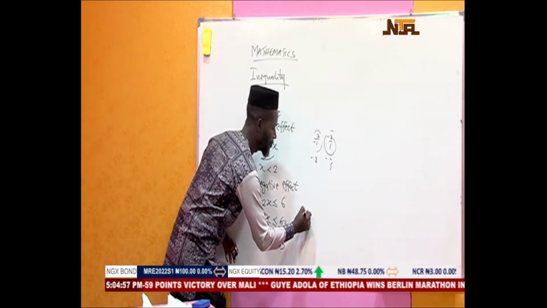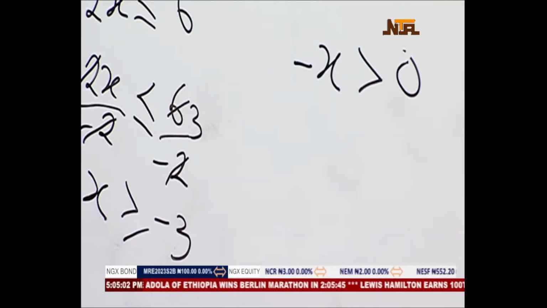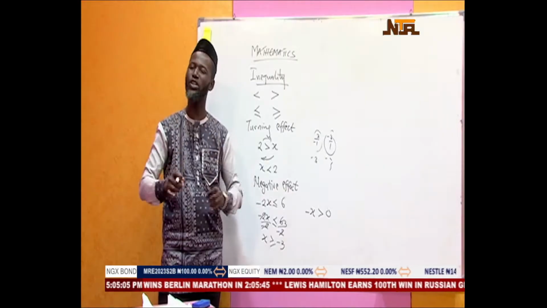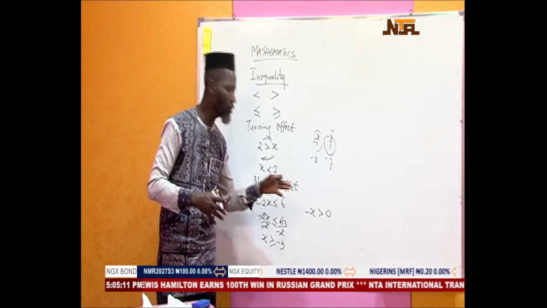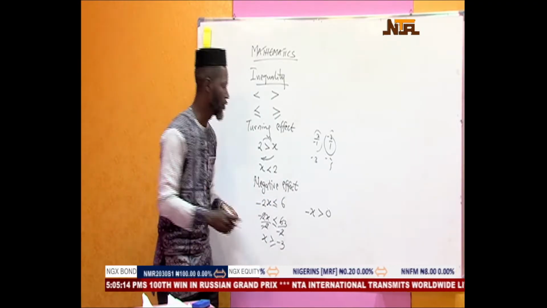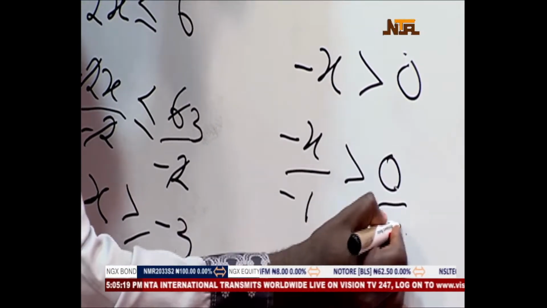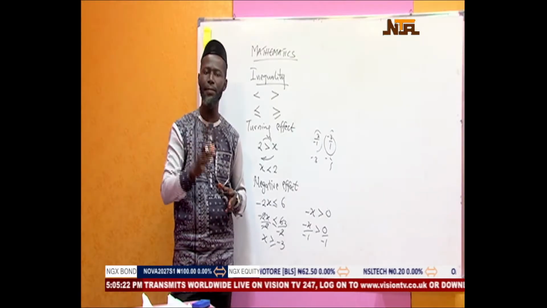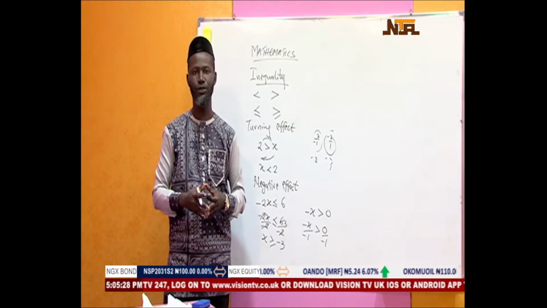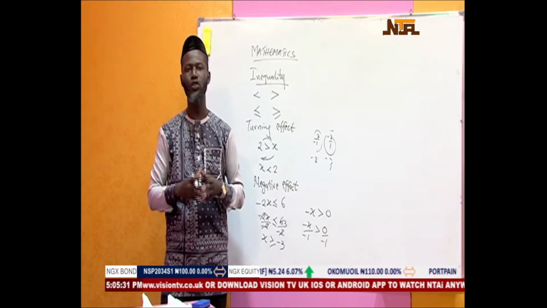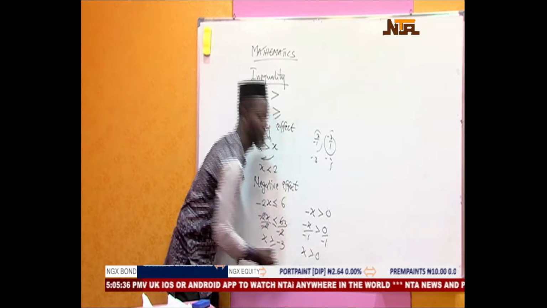What if we now have -x greater than 0? Now you are looking for the value of x. In as much as we are still going to divide both sides by a negative, because the coefficient of x here is -1, we say divide both sides by -1. So it should be -x divided by -1 less than 0 divided by -1. Now, if you use any number to divide 0, your answer will be 0. But if you use 0 to divide any number, your answer will be infinity. So this will give us x less than 0.